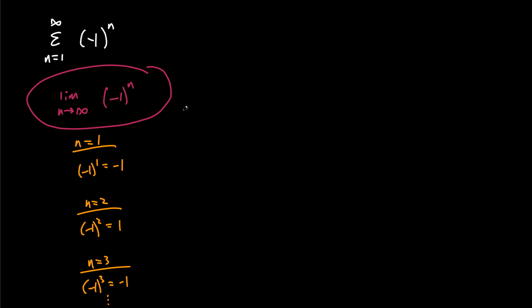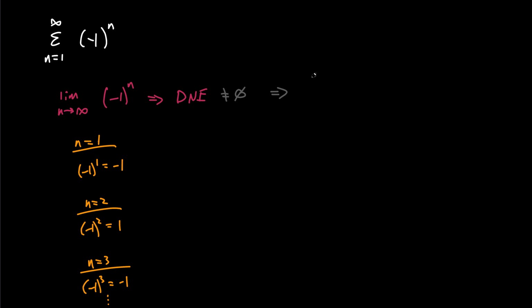Therefore, our limit is going to oscillate between negative 1 and 1, which means that this limit does not exist. And we know that if our limit does not exist, that means that it is not equal to 0, because if it was equal to 0, we would have found that it was equal to 0. And so, if we know the limit is not equal to 0, that would mean that our series, the summation from 1 to infinity of negative 1 to the n, is going to diverge according to our divergence test, or our nth term test.